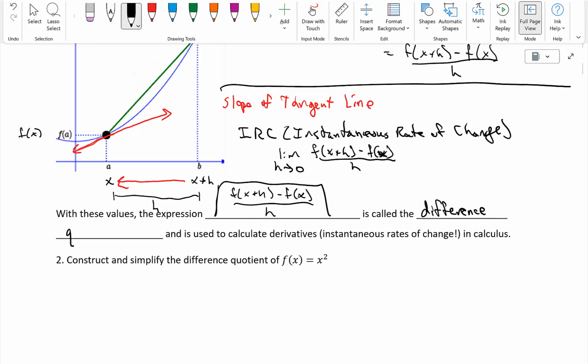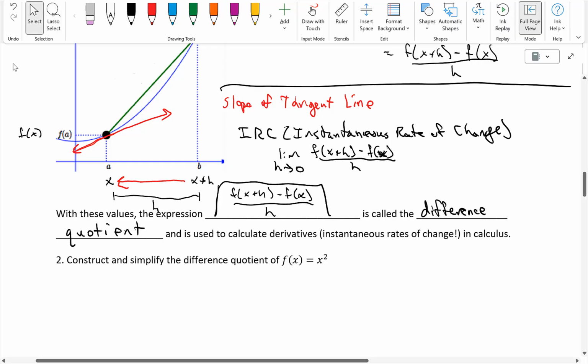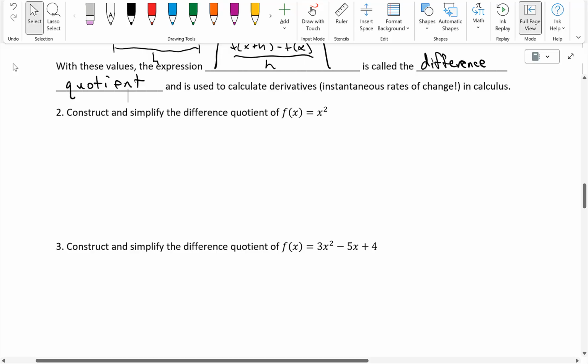Right, it's a quotient of differences, the change in y over change in x still, and is used to calculate derivatives, or what we call instantaneous rates of change in calculus. So we're going to construct and simplify difference quotients for a few problems. That's all we've got left.